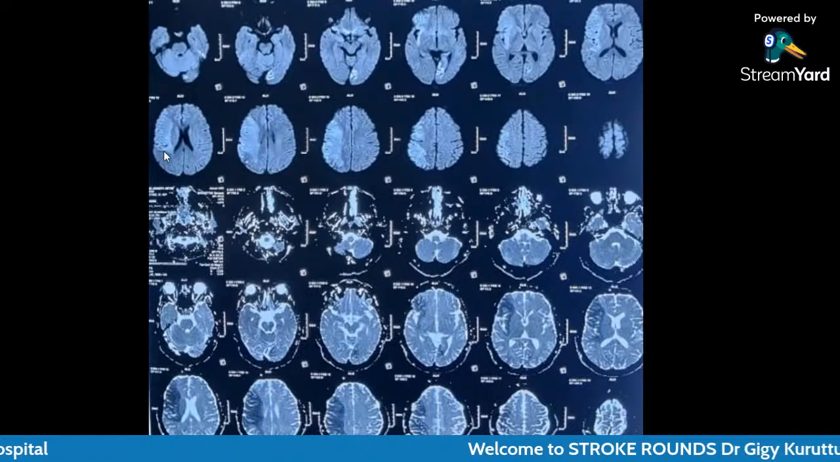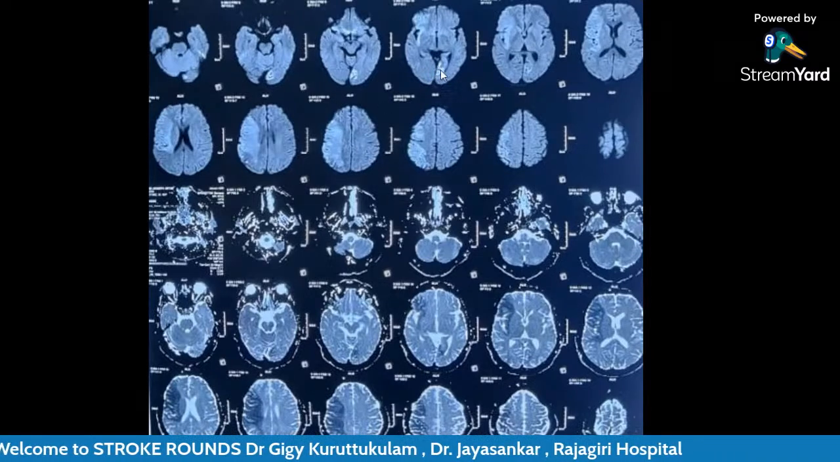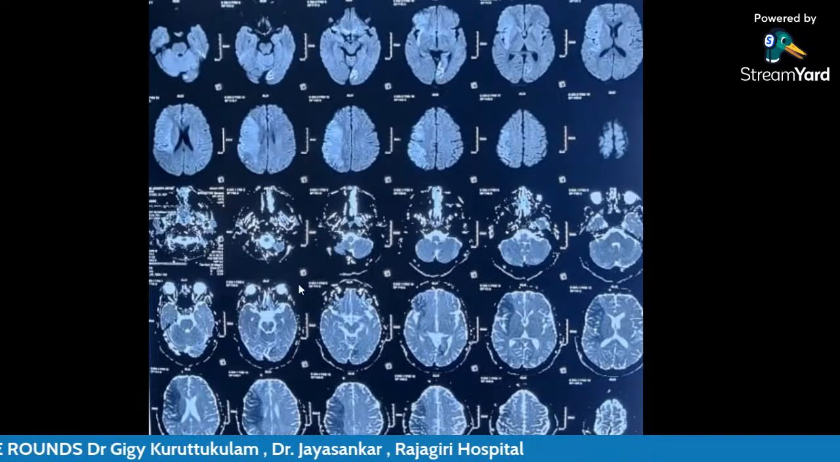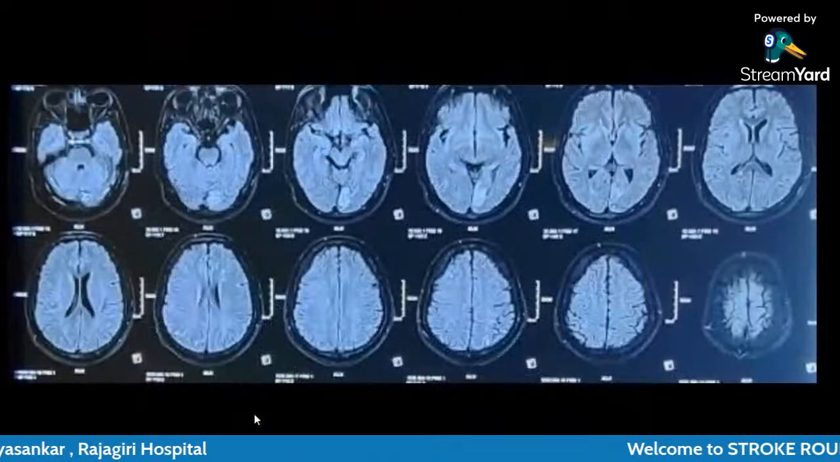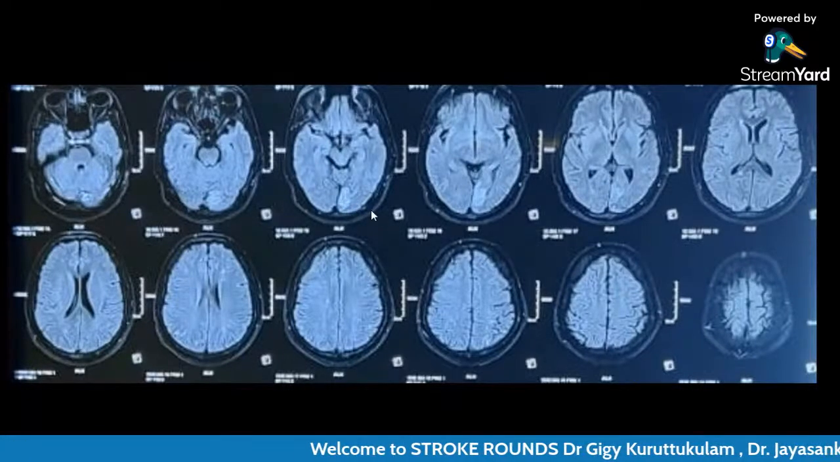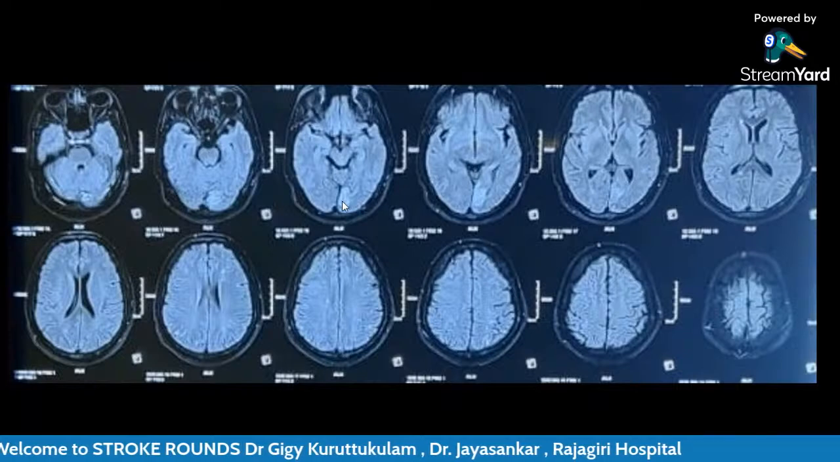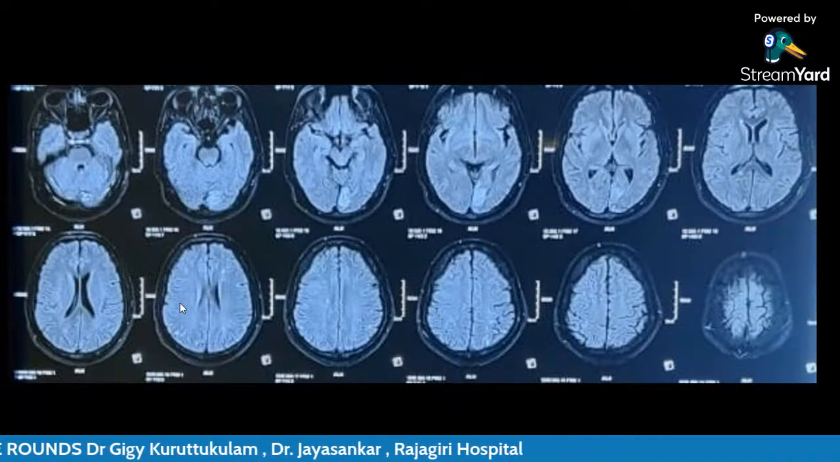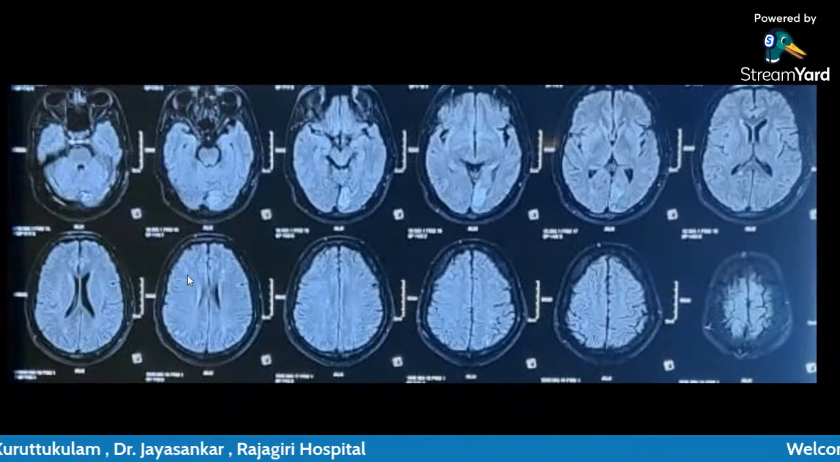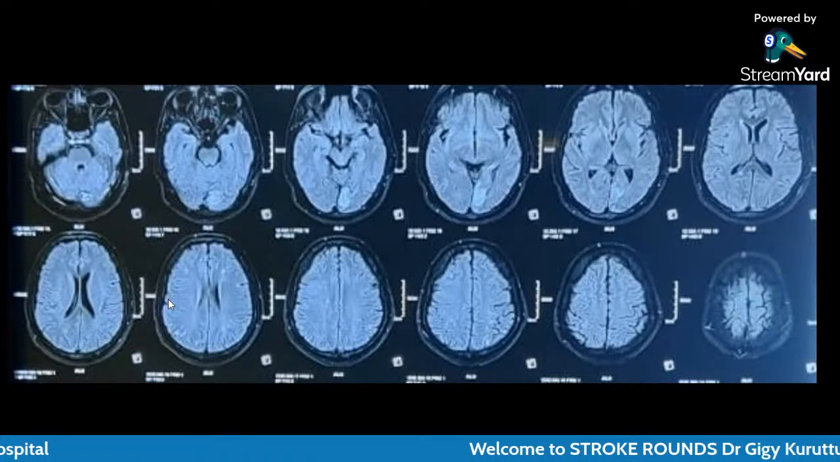The diffusion shows that there is an MCA territory infarct. You can see an opposite PCA infarct also. The ADC also shows the same. And in the FLAIR, you can see that the PCA occipital infarct is an old infarct, and there is no significant FLAIR change in the MCA territory, suggesting that there is a FLAIR diffusion mismatch.